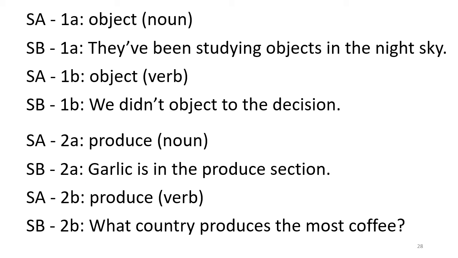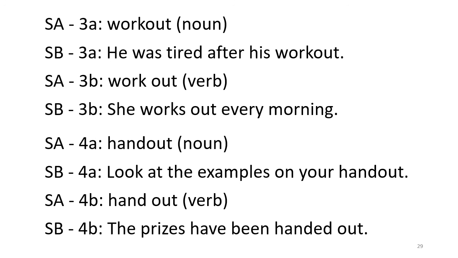Object. They've been studying objects in the night sky. Object. We didn't object to the decision. Produce. Garlic is in the produce section. Produce. What country produces the most coffee? Workout. He was tired after his workout. Workout. She works out every morning. Handout. Look at the examples on your handout. Handout. The prizes have been handed out.